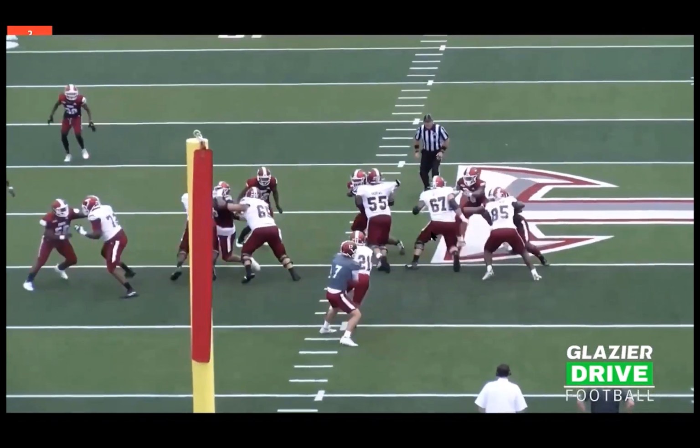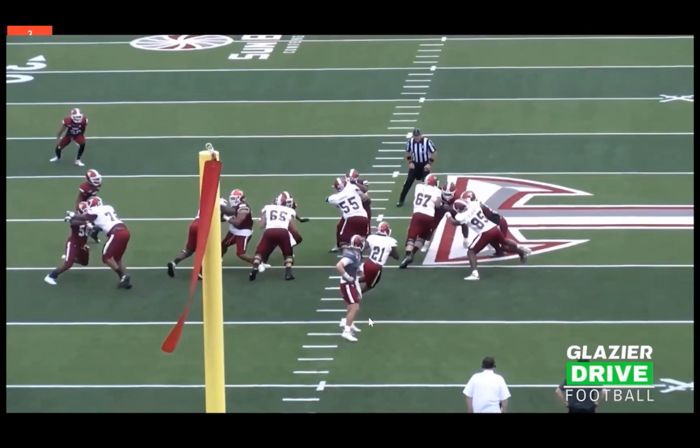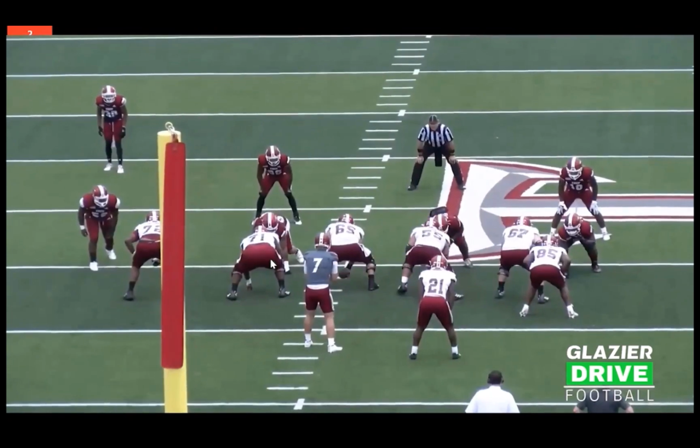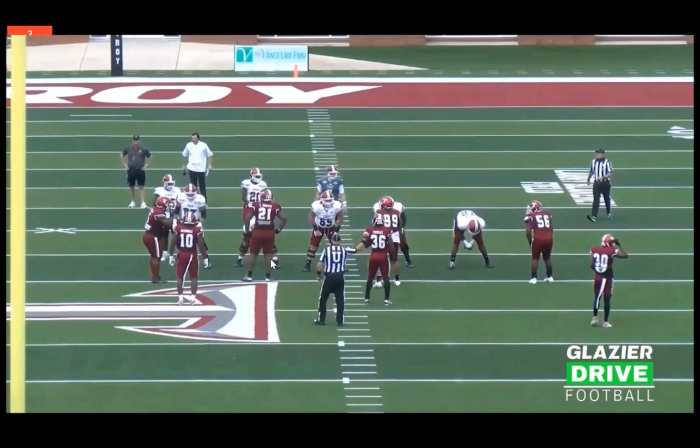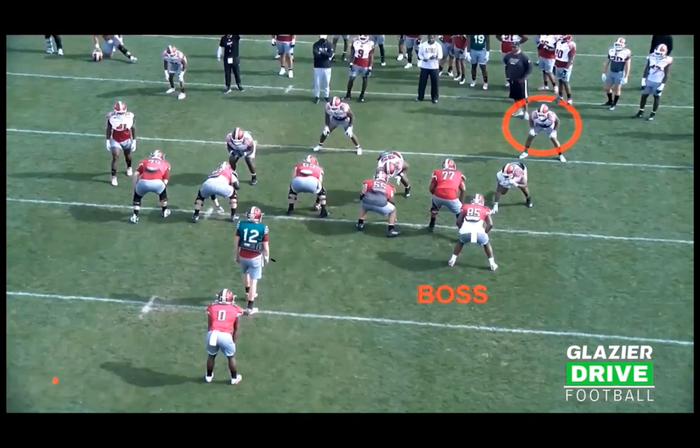In this situation here, we'd like to see the back stay right up his track, and then keeping leverage on this. Center loses leverage because the guard gets too wide. Okay, this would be a boss situation.